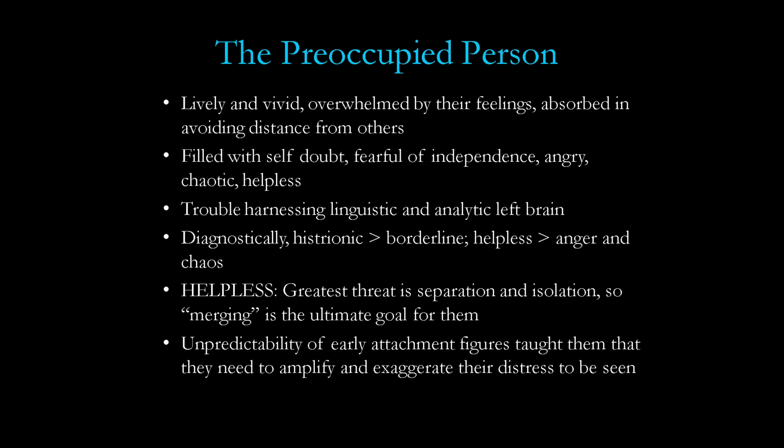There's a great threat of separation and isolation, so they will try to merge with their partner, because if they're merged, then how could their partner ever leave? So unpredictability of early attachment figures taught them that they need to amplify and exaggerate their distress just in order to be seen.